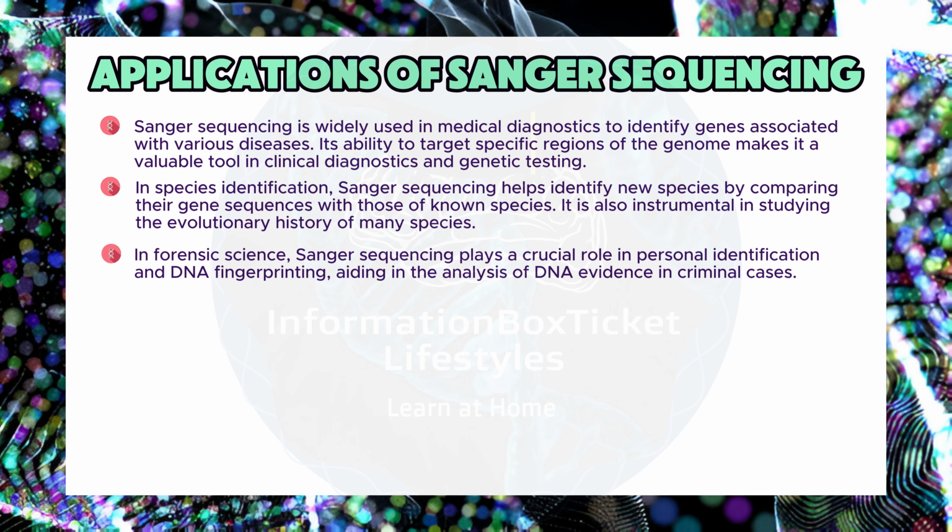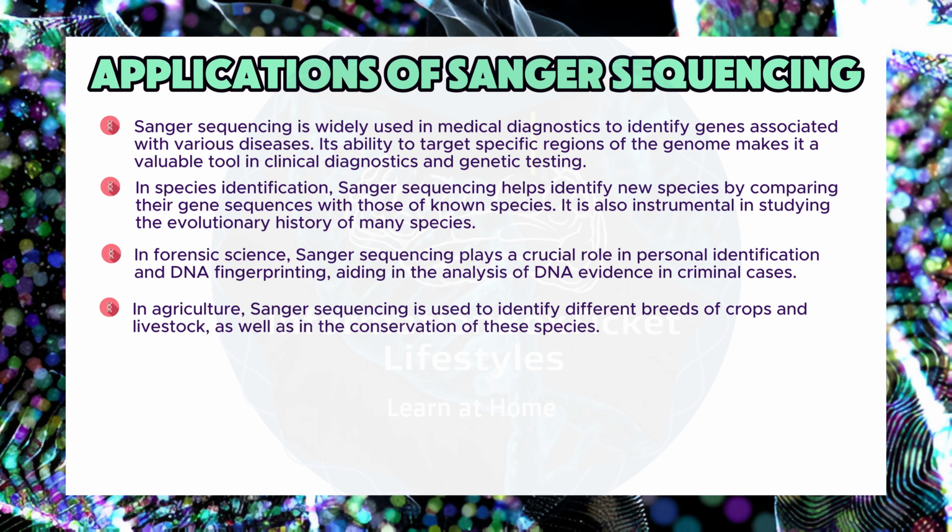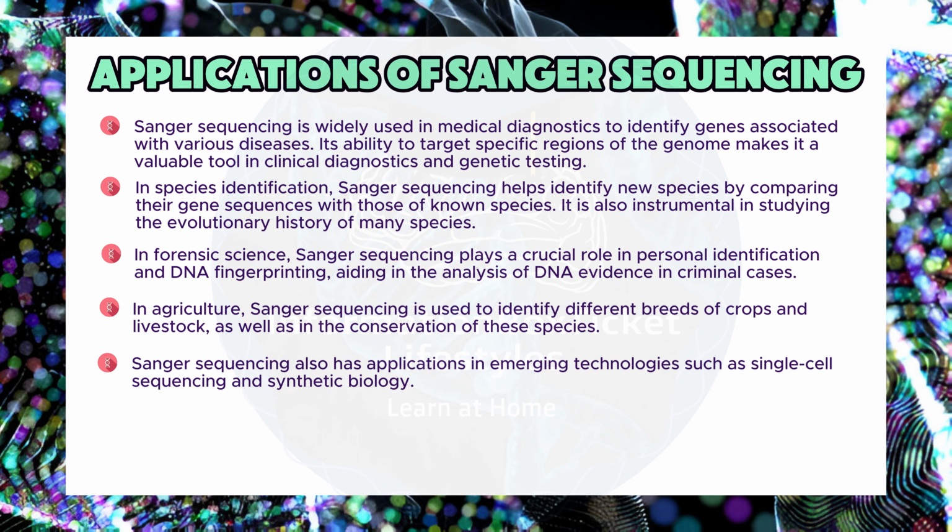In forensic science, Sanger sequencing plays a crucial role in personal identification and DNA fingerprinting, aiding in the analysis of DNA evidence in criminal cases. In agriculture, Sanger sequencing is used to identify different breeds of crops and livestock, as well as in the conservation of these species. Sanger sequencing also has applications in emerging technologies such as single-cell sequencing and synthetic biology.